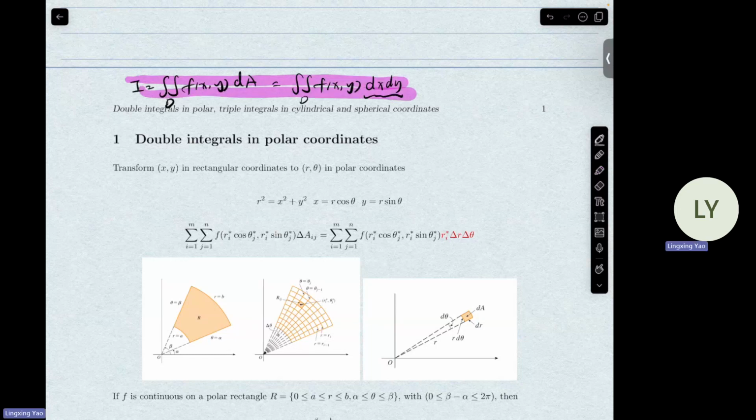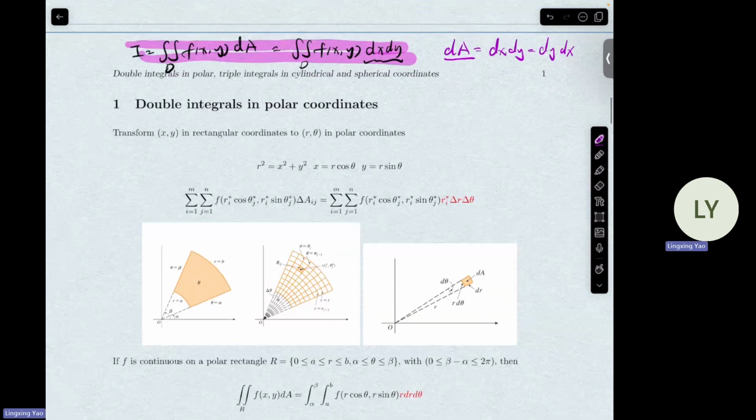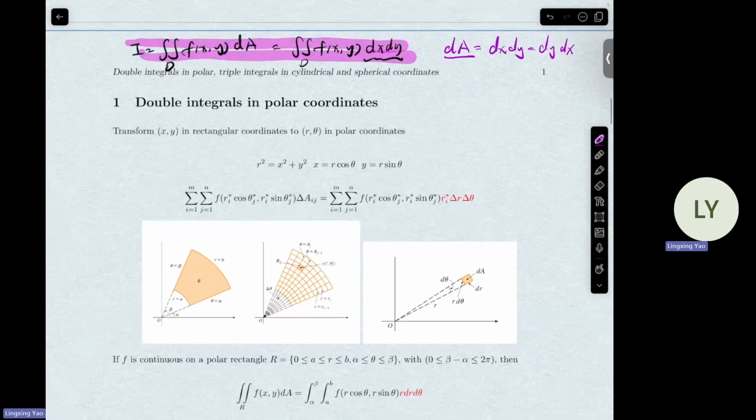So the important part we want to emphasize here is that the differential of area is indeed either dx times dy or dy times dx, depending on how you treat the domain of integration D as type 1 or type 2. All right. And here we want to see how we obtain the double integral in the polar coordinates. And the idea is this.